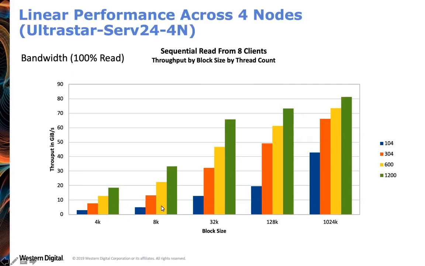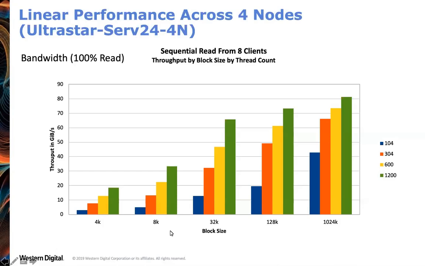And this was 8 clients against a single UltraServe 24-4N. So this is a single 2U box with 24 SN630 drives. And we increased the threads, and you can see that pure linear scalability in reads, going almost as high as 20 gigabytes per second of 4K.